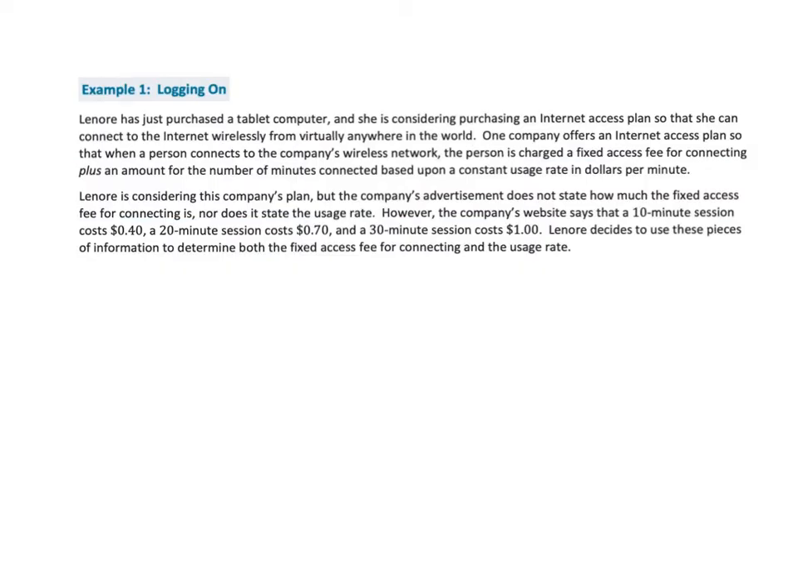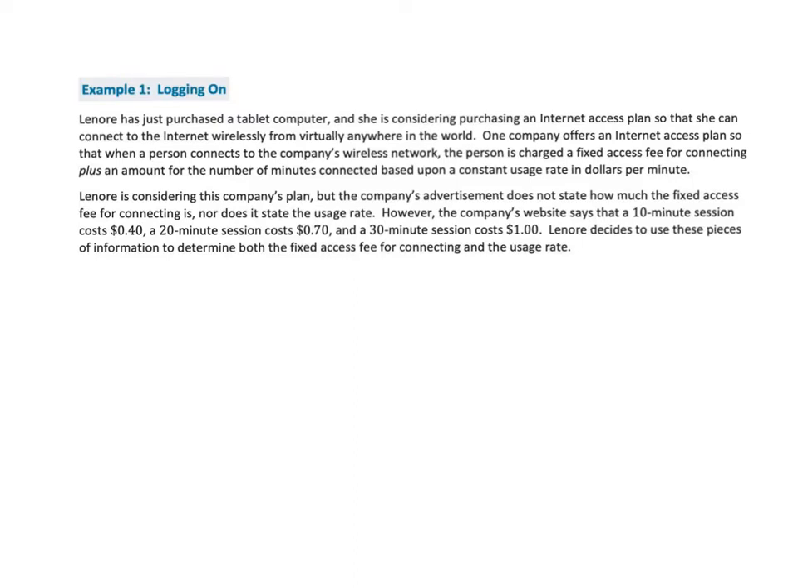All right, beginning with example number 1, it says logging on. Lenore has just purchased a tablet computer, and she's considering purchasing an internet access plan so that she can connect to the internet wirelessly from virtually anywhere in the world. One company offers an internet access plan so that when a person connects to the company's wireless network, the person is charged a fixed access fee for connecting, so they get charged just to connect, plus an amount for the number of minutes connected based upon a constant usage rate in dollars per minute.